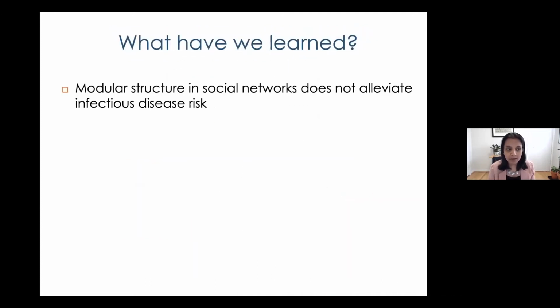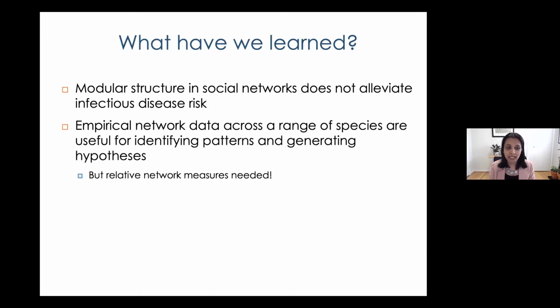So to summarize a little bit here, our hypothesis doesn't seem to be supported. We don't find that modular structure in social networks exists to alleviate infectious disease risk. It might exist for other reasons, but it's not necessarily there for alleviating infectious disease risk.